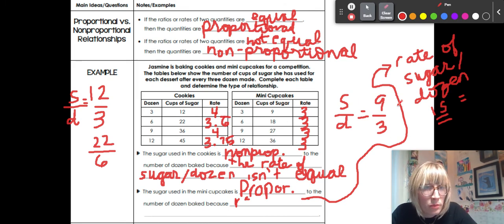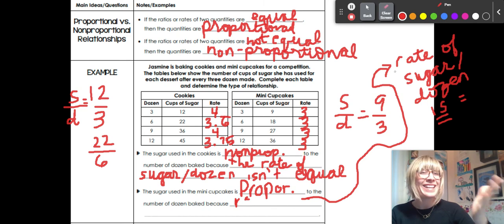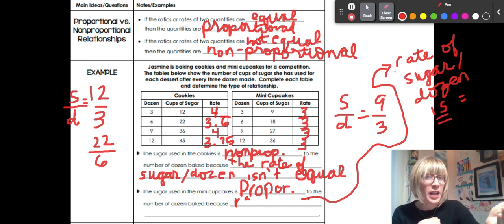Okay, maybe you had a chance to come up with some language. Here's my shorthand. If you follow this crazy line, I ran out of space down here. We could say because the rate of the sugar used per dozen is equal. So whether she's making 9 dozen or 12 dozen or however many dozen, the rate of the amount of sugar she uses is always the same.